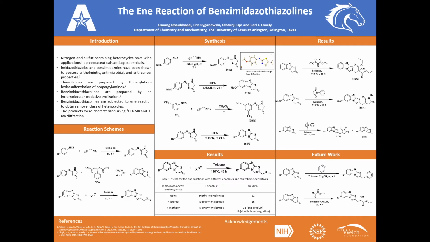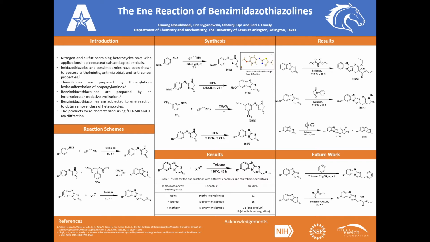Benzimidazothiazolines are fused tricyclic heterocycles containing nitrogen and sulfur. These heterocycles are found in natural products and have wide applications in pharmaceuticals as well as agrochemicals. Fused heterocycles like imidazothiazoles and benzimidazoles can possess anthelmintic, antimicrobial, and anticancer properties. Because of their biological activity, synthesis of novel heterocycles is of great interest. This project involves the reaction of benzimidazothiazolines to produce a new class of heterocycles.